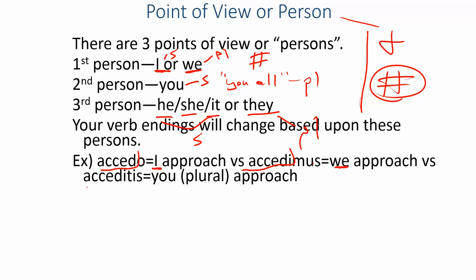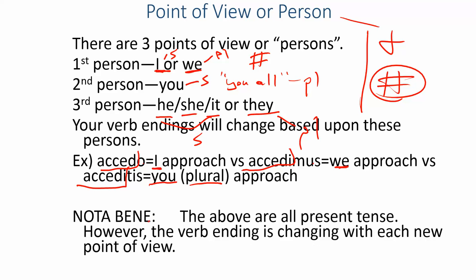Also, if we look at a different person, arcaditis, notice our stem of the verb is still the same because that part says approach, but the person has changed. Now we're talking about second person, or you, and in this case it's plural, so it's, you know, y'all. Nota bene, or note well in Latin, that these are all present tense, and the verb ending is changing with each new point of view.